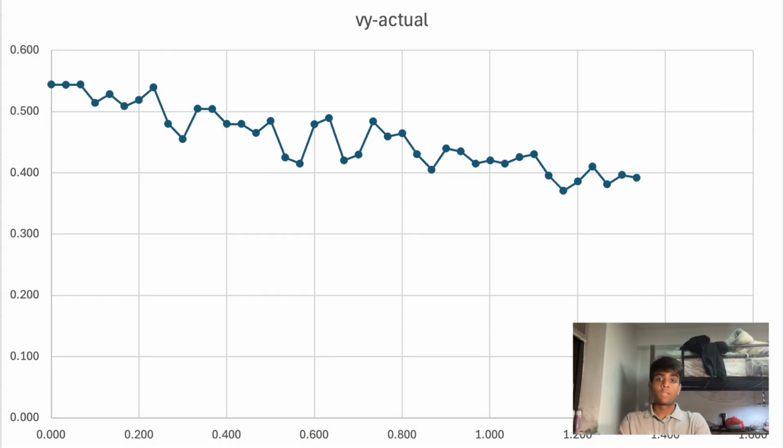The data derived from this shows the relationship between the time and the tracked velocity. When that is plotted on a graph, it shows that the y velocity starts off high at around 0.544 meters per second, but then slowly tapers to 0.392 meters per second.